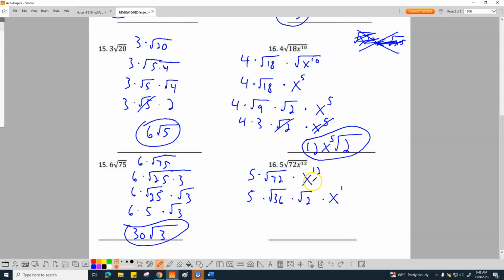X to the 12th. Oh, Lord, I'm messing up. This should be under the house. There we go. Sorry about that. You see what I messed up on the last problem, too? Great. Yeah, that x to the 12th should be under the house.